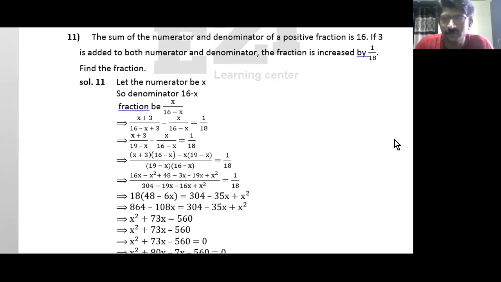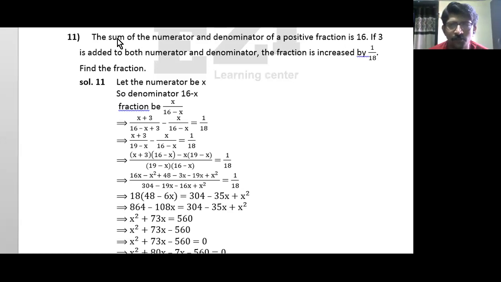Okay, in the previous video we saw two to three standard types of questions, and now we're moving a little ahead, to numerator and denominator, the fraction type of question. So let's read the question. The sum of the numerator and the denominator of a positive fraction is 16. Okay, now here is the key.